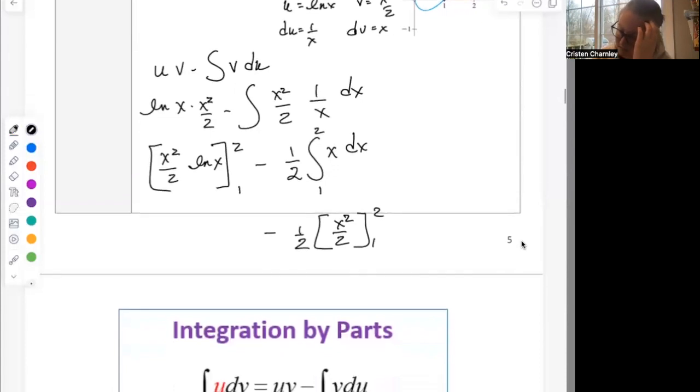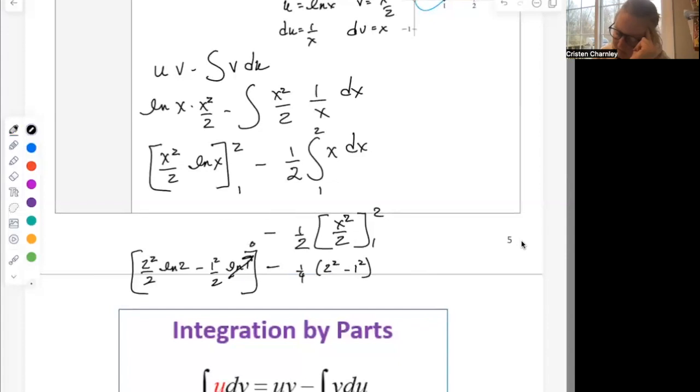Okay. So I'm going to multiply the 2 times 2, make it a 1/4, 2 squared minus 1 squared. In the front, this would be 2 squared over 2, natural log of 2, minus 1 squared over 2, natural log of 1. Natural log of 1 is 0. 4 over 2, so this is 2 natural log of 2, minus 4 minus 1 is 3, minus 3/4. Something like that. All right.